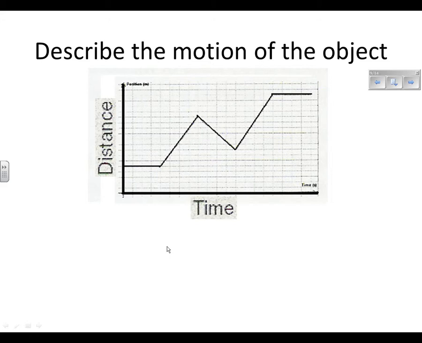All right. Starts off at rest. Constant velocity away from the reference point. Then comes straight back down at a constant negative velocity towards the reference point. Then begins to move again away from the reference point at the same constant velocity. It starts further away from the reference point than it started.